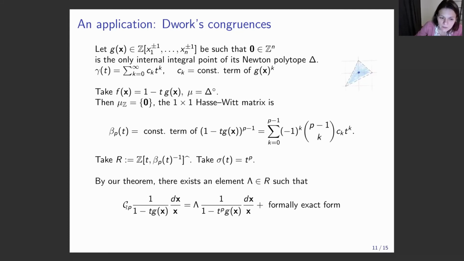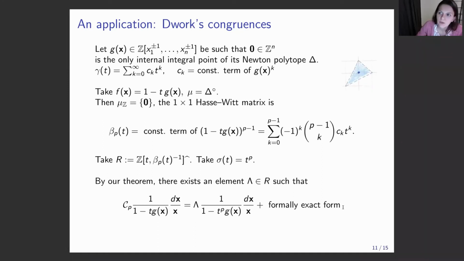So when we apply the Cartier operation to this form, it should be the same form for F sigma. So F sigma means we substitute t to the p now. Some element of R, this is the matrix of the Cartier operation on the finite rank quotient. So it's a 1-by-1 thing. It's an element of R plus a formally exact form. That's the output of the theorem, basically.